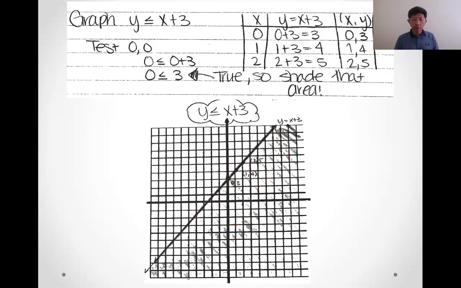And then the final check is what? Check is there an equal sign? Yes, if there's an equal sign, that will be the solid line, okay? Let's do one more problem.